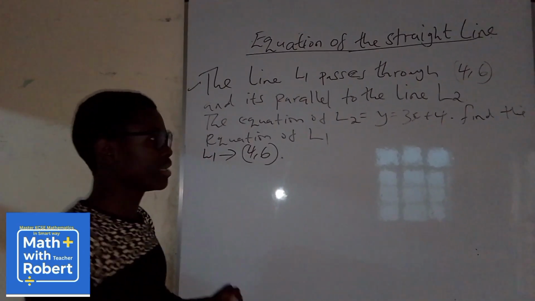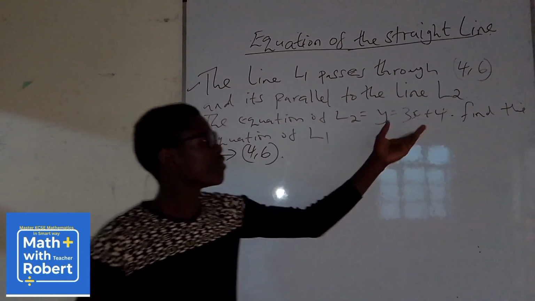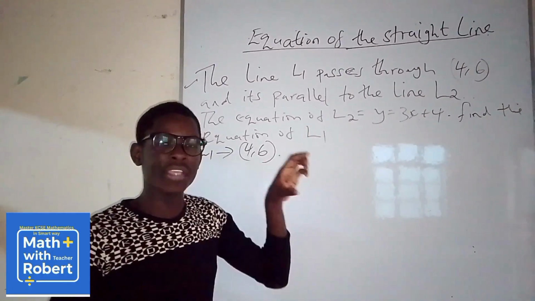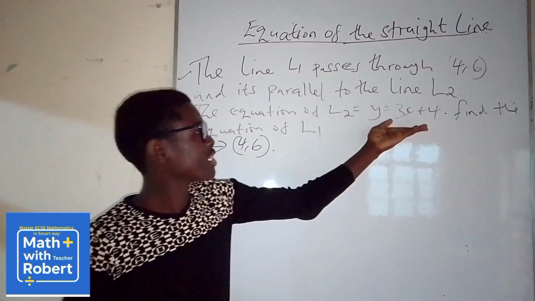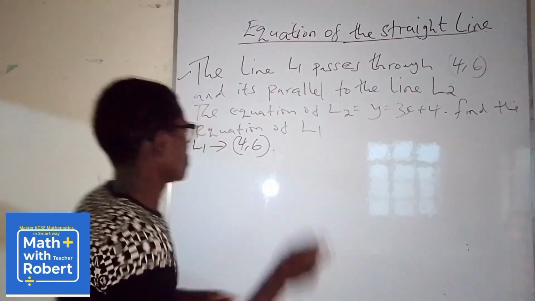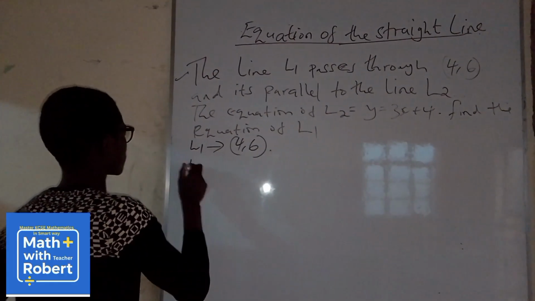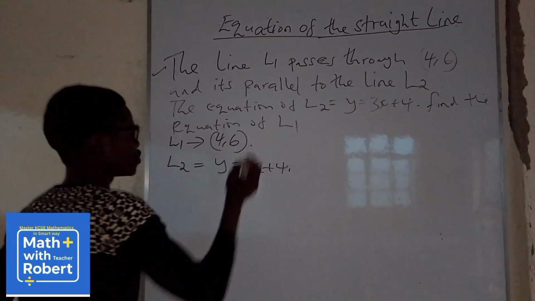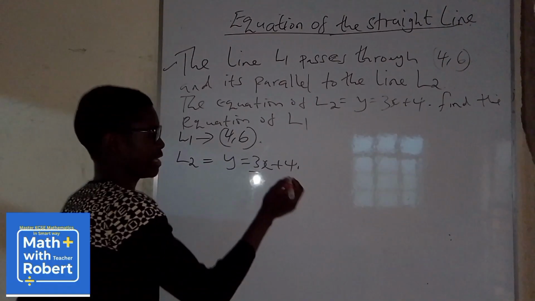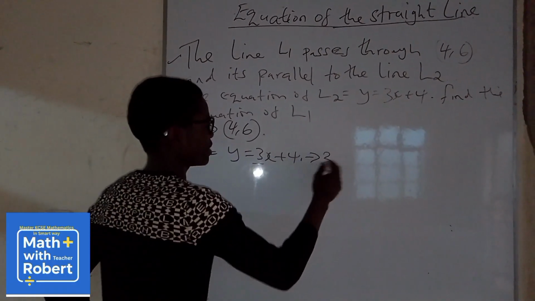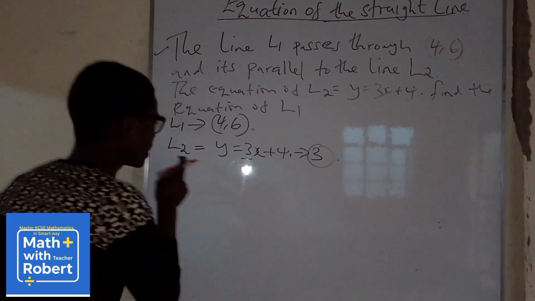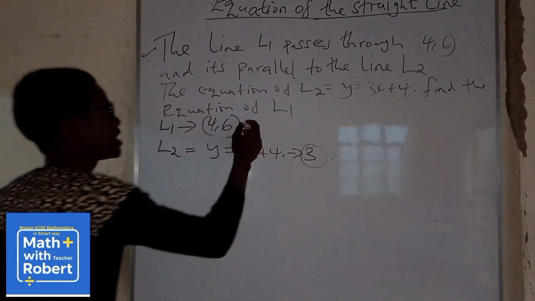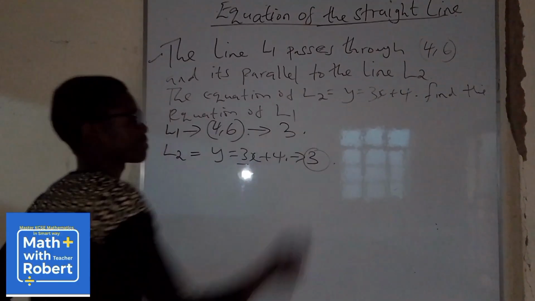So step 1, if the equation is not written in the form y is equal to mx plus c, you need to change it to the form y is equal to mx plus c. But our equation is already in the form y is equal to mx plus c. So L2 is y is equal to 3x plus 4. So we just find the gradient of the line, which is 3. That's our gradient. So the gradient of L2 is 3, and for parallel lines, the gradient is the same. So meaning the gradient of L1 is also 3.